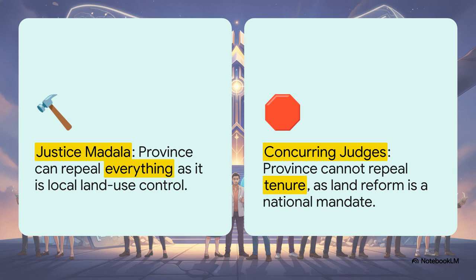But then, on the other side, Justices Goldstone, O'Regan, and Sachs wrote a concurring judgment taking the exact opposite view of the sledgehammer approach. They argued the province couldn't even repeal the land tenure parts in Chapters 2 and 3. Why? Because under Section 25 of the Constitution, the national government is explicitly tasked with fixing legally insecure land tenure that was caused by past discrimination. They felt land reform was just way too critical to be left to a messy patchwork of different provincial repeals.